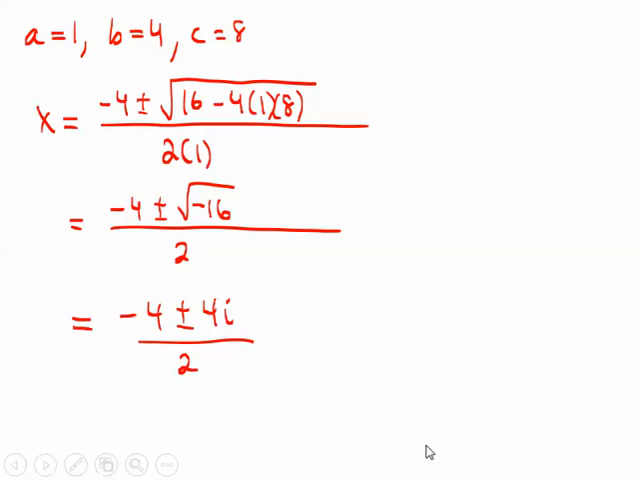And again, much easier to think about a number that goes into all three of those, 4, 4, and 2. It'll be a 2. So divide each of those numbers by 2. And notice the denominator cancels completely, so I don't need to do anything there. So negative 4 divided by 2 is a minus 2. Plus or minus 4 divided by 2 is a 2 with an i next to it.